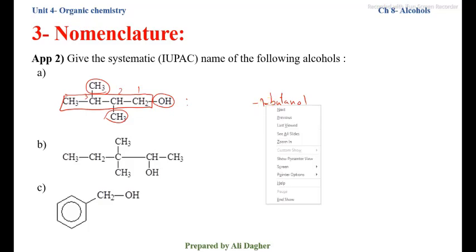Between number and name we write a dash. And we have dimethyl, one on carbon 2 and the other on carbon 3, 2, 3. Between two numbers we write a comma, and between number and word we write a dash. 2,3-dimethyl-1-butanol. The second alcohol, main chain formed of 1, 2, 3, 4, 5.